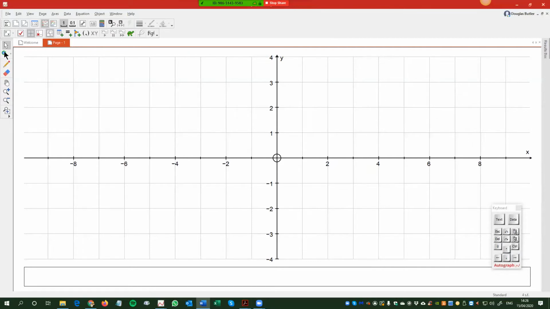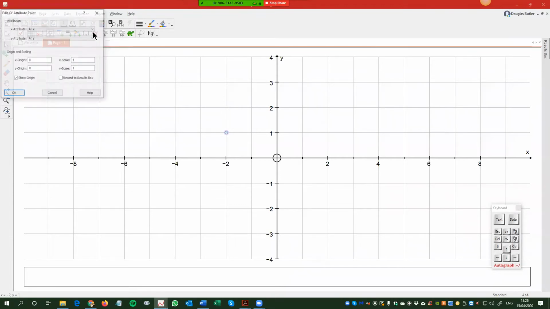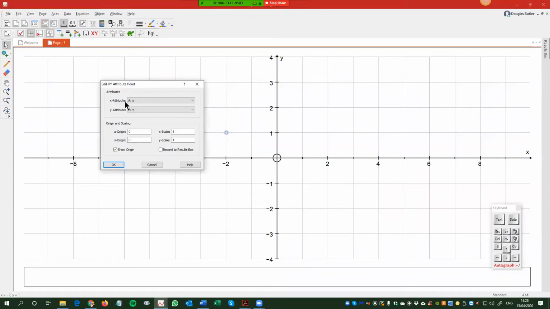So to get that going, I'm going to put a point just somewhere. That isn't a very exciting place to put it because it's not going to produce a very good reflection. Let's put it here. And every object in Autograph has attributes. In this case, the attributes are simply its X and Y coordinates. So I'm going to open up this button here. And I'm going to create a new point whose X attribute is the Y coordinate of this point. And the Y coordinate is the X. So we're switching over X and Y.